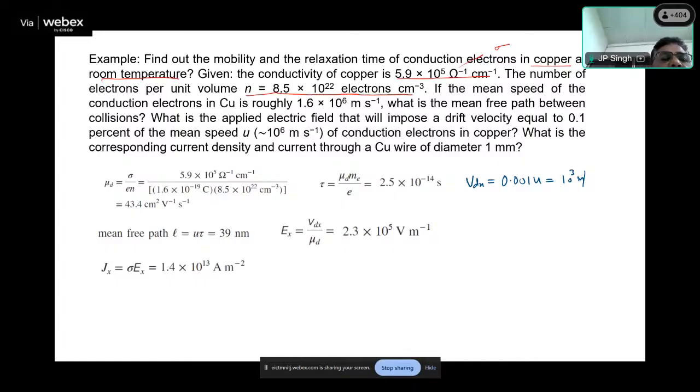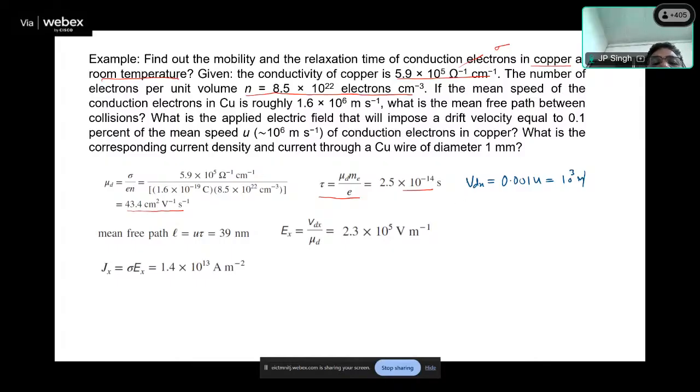You can just use this simple formula. I'm not going to do that here, it's already done, you can just try. We figure out the conductivity divided by en, and we get the number here. This is the mobility. In the same way, I can figure out the collision time. These are all real numbers. The mean free time, or the relaxation time, comes out to be 10^-14 second, which is also fine.